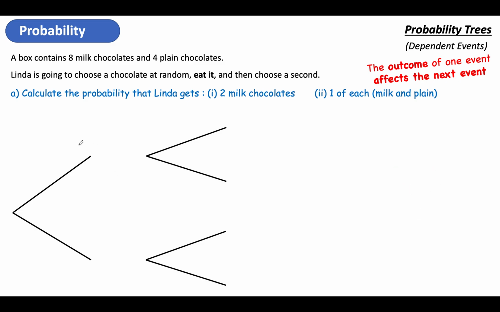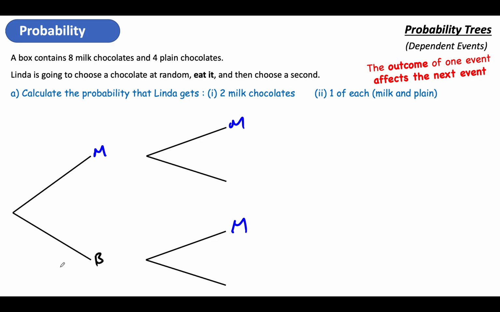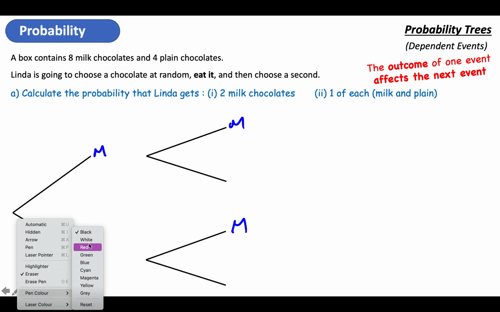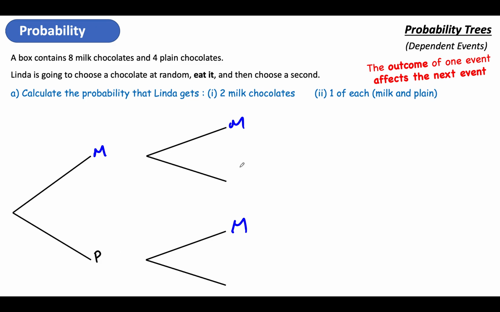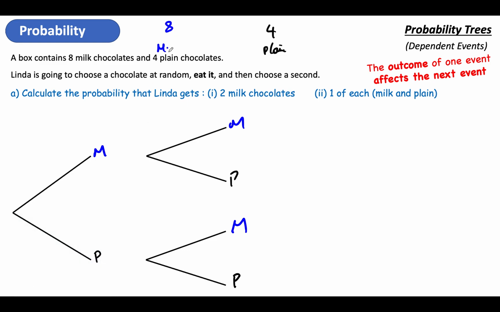You've unpaused. Now we might get milk or plain, milk or plain. So the labelling is going to look, depending on how you've written it, something like this. Let's try that again. So milk or plain, milk or plain, milk or plain. Okay, we have 4 plain chocolates. Let's call that plain. And let's go back to the milk chocolates. We have 8 milk.